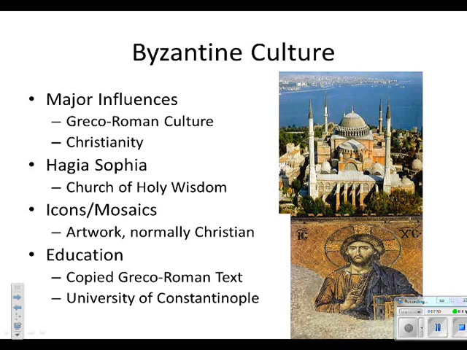In addition, the Byzantine Empire was big into education at places like the University of Constantinople. And one of the main jobs of these places was to copy down Greco-Roman texts. Again, they want to always be like Greece and Rome. So they're copying down works from Plato, from Homer, from Socrates, from Virgil. All these things are being written down and preserved by the Byzantines.